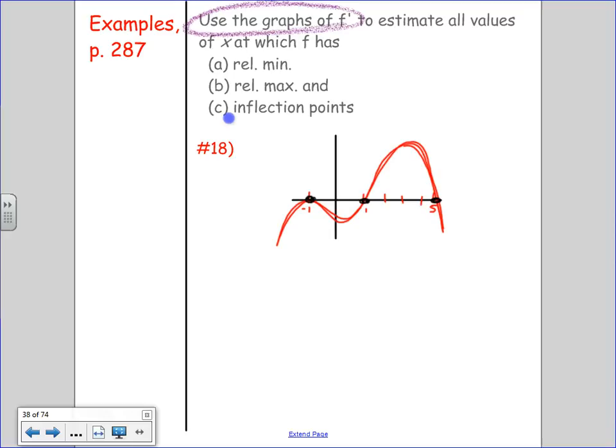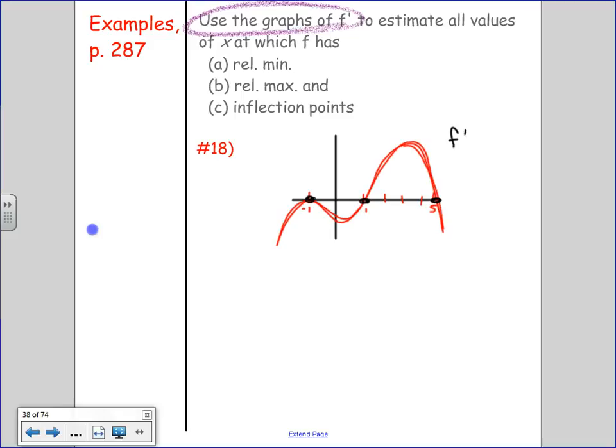The graph of f prime. Read the directions. To estimate all values of x at which f has a relative min, relative max, and inflection point. Let me give you guys a couple moments. We'll say like 60 seconds to deliberate. You may talk it out, or you may individually just ponder life.